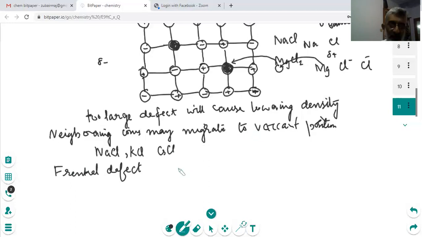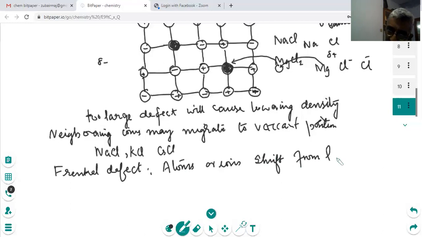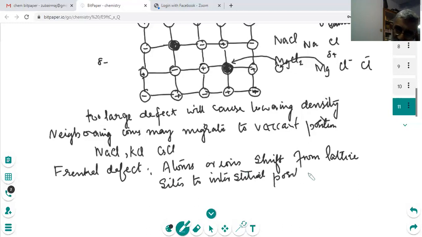Here what happens is atoms or ions shift from lattice points, or lattice sites, to interstitial positions. This is what is called the Frenkel defect.